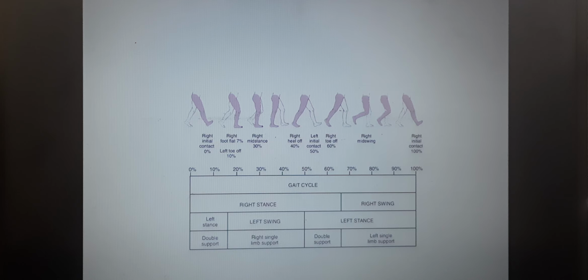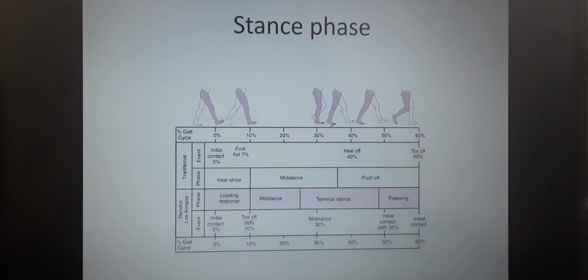Coming to the gait cycle, it is divided into two parts, and it is subdivided based on the stance and swing phases. Here we are discussing in detail the stance phase and swing phase. This is the stance phase. The stance phase consists of five stages: heel strike, flat foot, mid stance, heel off and toe off.